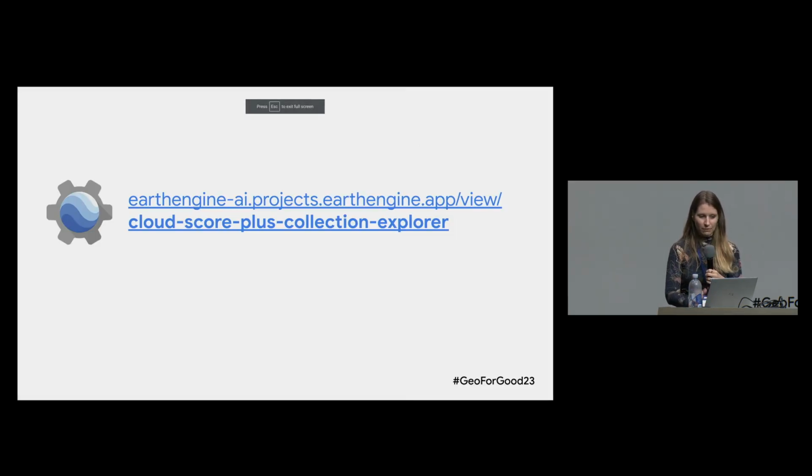And so here's that link really big. So we're in Earth Engine AI, projects, Earth Engine app view. I'll give you a second to type it. Or if you've got the deck from the short link over there, you can just click. And this is the CloudScore Plus Collection Explorer.